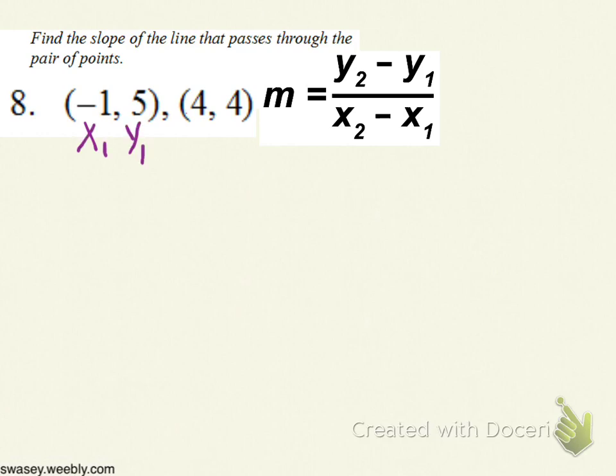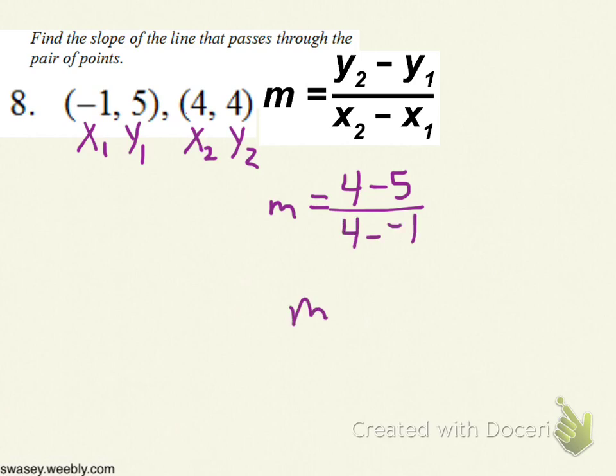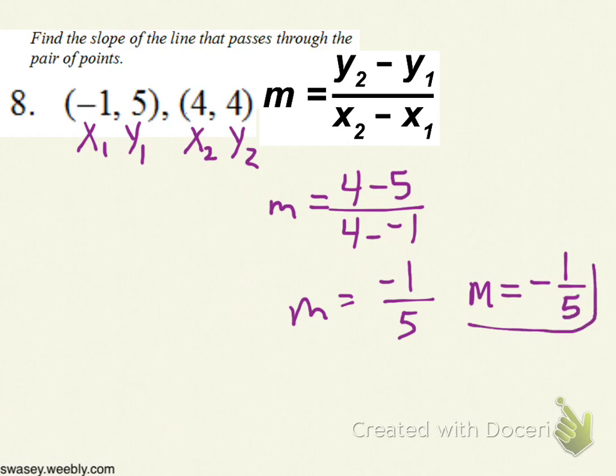Label your points and substitute into the slope formula. So we have 4 minus 5 on top, 4 minus a negative 1 on the bottom. So on the top we get negative 1. On the bottom, 4 minus a negative 1 is the same as 4 plus 1, which is 5. Again, it doesn't matter where the negative sign is. If there's one negative sign in a fraction, it's negative.